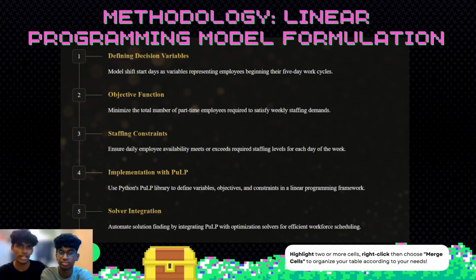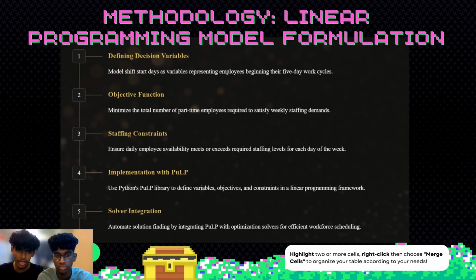So this is about linear programming model formulation. There are 5 of it, which are defining decision variables, objective function, staffing constraints, implementation with PuLP, and solver integration. Defining decision variables is to model shift start days as variables representing employees beginning their 5-day work cycles. Objective function minimizes the total number of part-time employees required to satisfy weekly staffing demands.